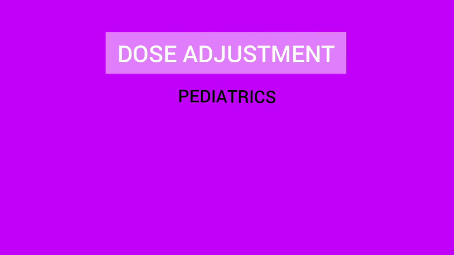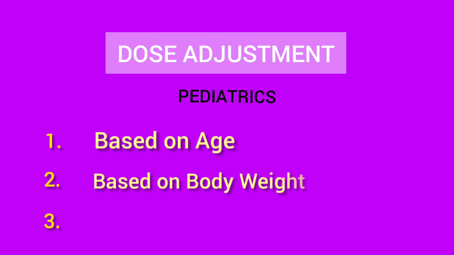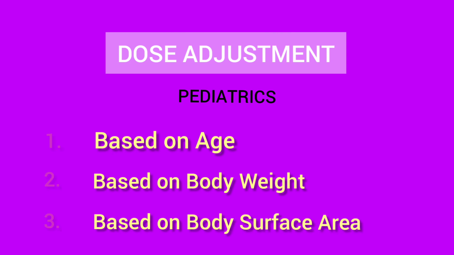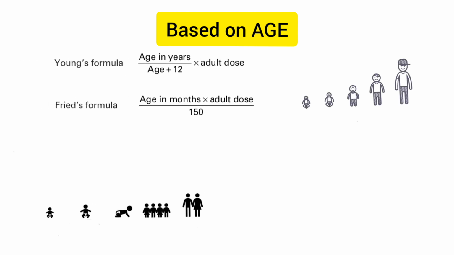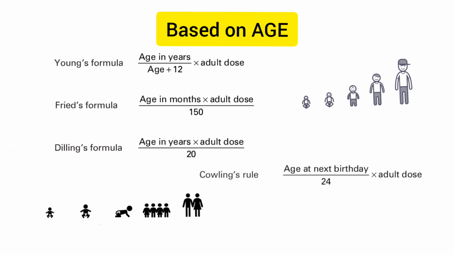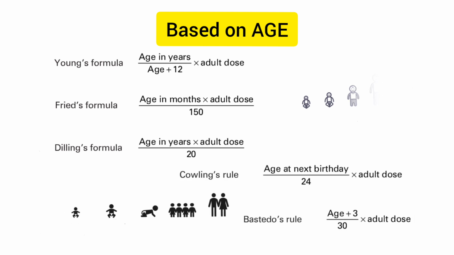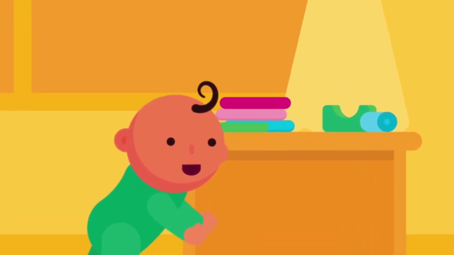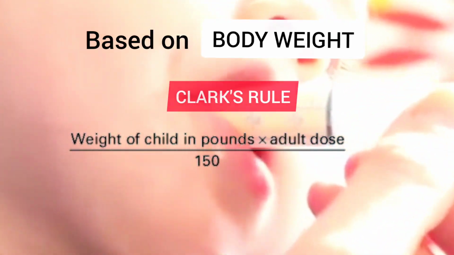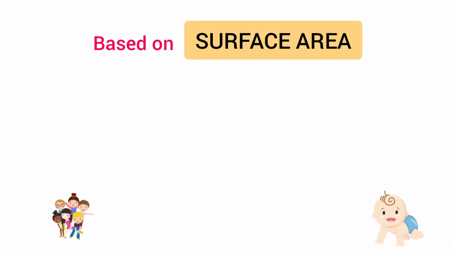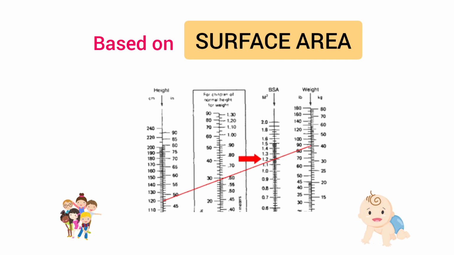Dose adjustment in pediatrics can be done in 3 ways. Number 1, based on age. Number 2, based on body weight. Number 3, based on body surface area. Based on age, different formulas like Young's formula, Freed's formula, Dilling's rule, Cowling's rule, Bastedo's rule, etc. are used. Based on body weight, Clark's rule is used to calculate pediatric dose. Based on surface area, the nomogram method is used for calculation of pediatric dose.